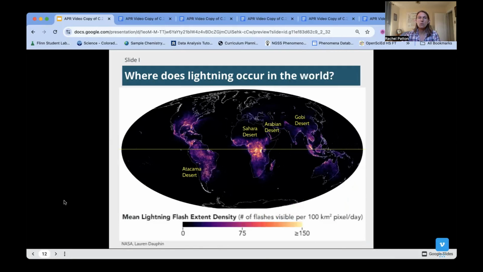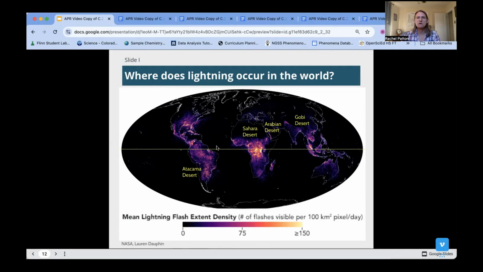So this is a map of the world that also has rates of lightning. So mean lightning flash extent density, which is the number of flashes visible per 100 square kilometers per day. This yellow line that goes across is the equator.